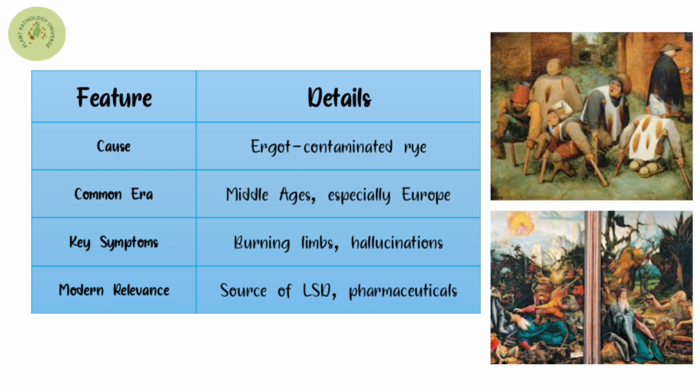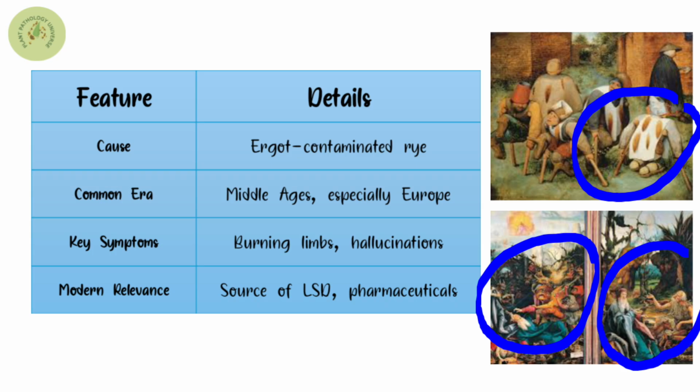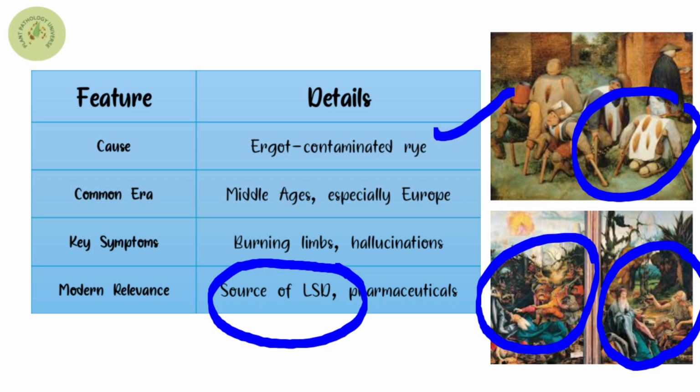Here you can see the typical symptoms, which include burning, hallucination, limbs affected, etc. The major factor involved in causing this disease was the production of LSD. LSD is a chemical that creates hallucination in persons. So, in summarized form, it is because of rye contaminated with ergot.